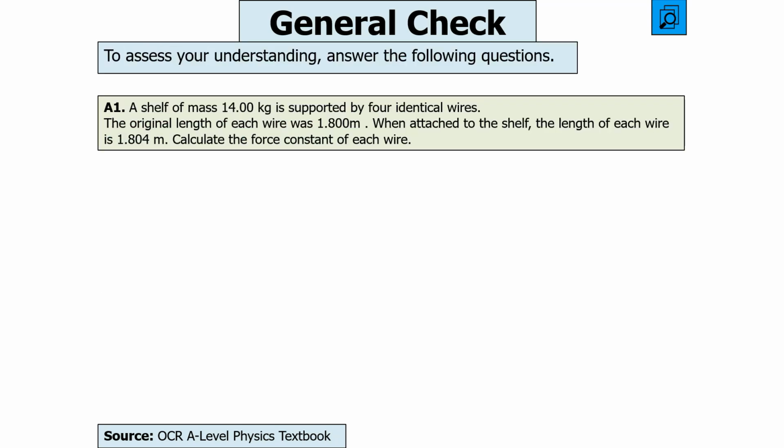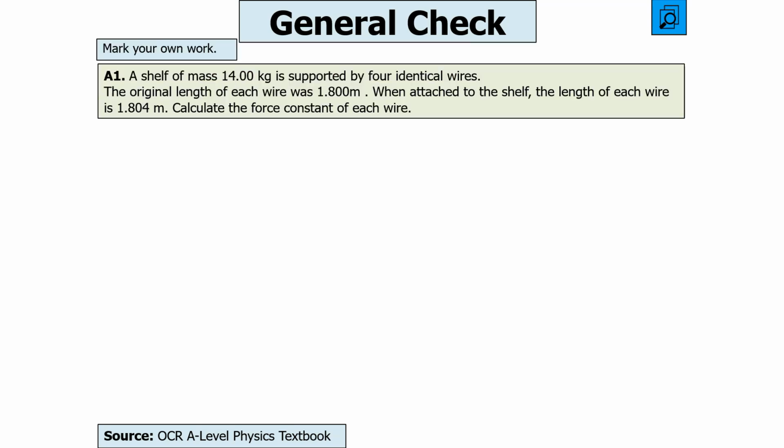The next question says, a shelf of mass 14 kilograms is supported by 4 identical wires. The original length of each wire was 1.800 meters. When attached to the shelf, the length of each wire is 1.804 meters. Calculate the force constant of each wire. So pause the video now, then unpause the video when you want to go through your answer.